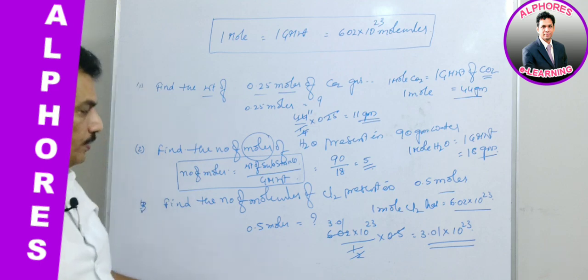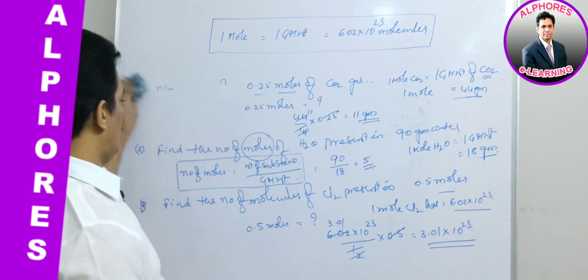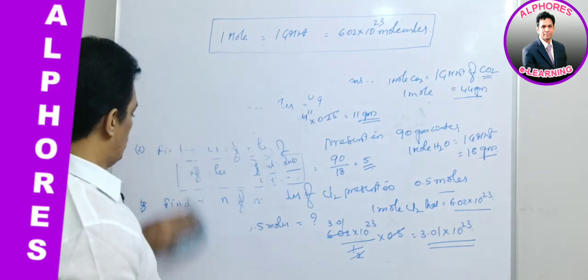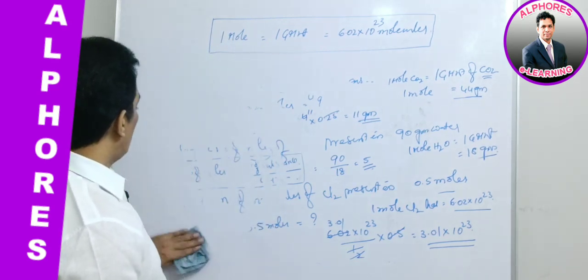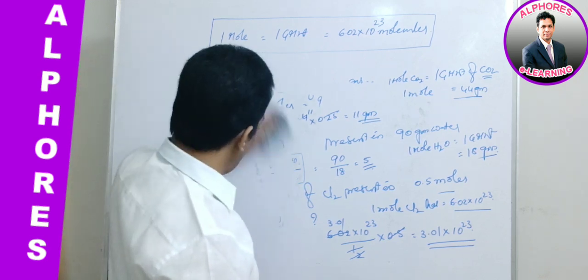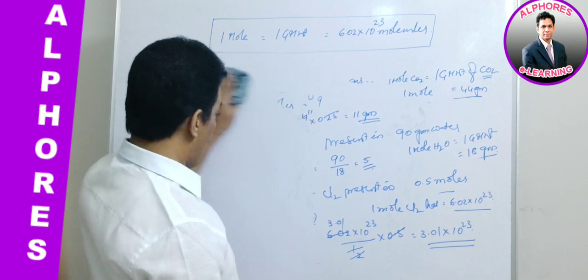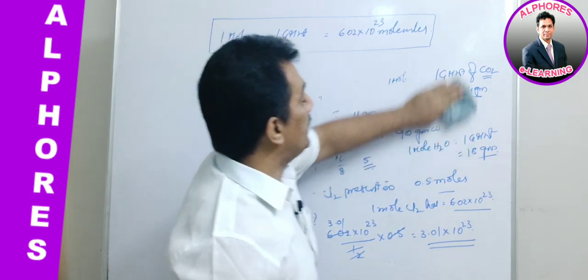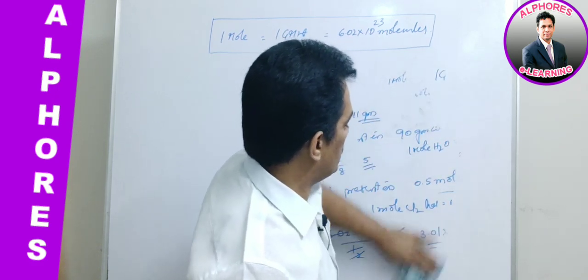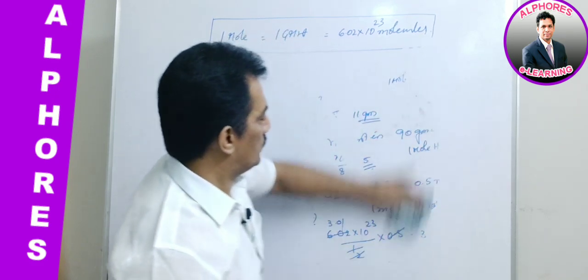These are the simple calculations. Clear? And now let us enter into some moderate level questions where they are giving the weights and are asking for number of molecules, number of gram atoms, and number of atoms in the given weight of the substance. Now let us consider how to calculate those.